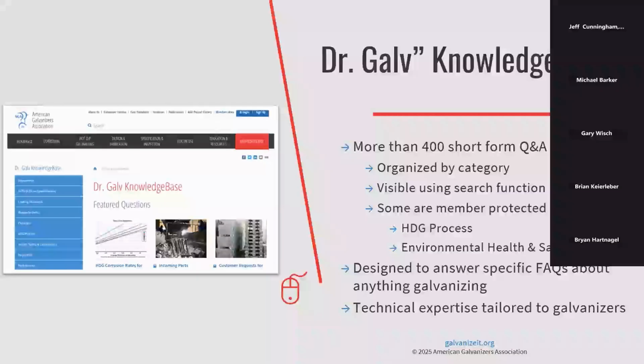Dr. Galv Knowledge Base. This is more than 400 short Q&A articles. So it's just questions and answers from the 100 years we've been around. And they're organized by category. It's very visibly searchable. It's anything from the hot dip galvanizing process all the way to environmental health, safety, and welfare, sustainable aspects, recycling. It is tailored towards galvanizers, but we also have a section tailored towards specifiers that gives more information about designing for galvanizing, working with galvanized steel, that sort of thing.